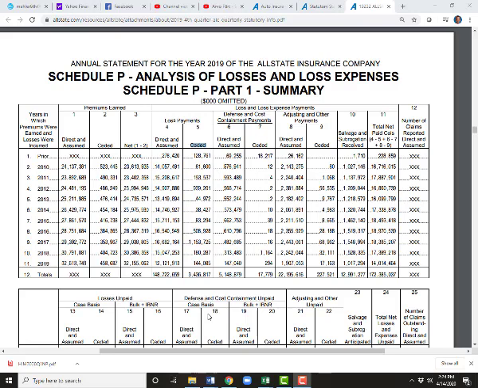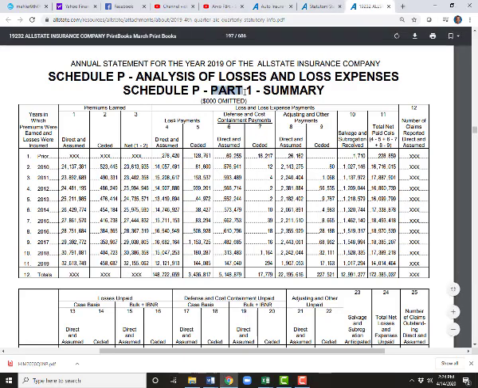You'll see as we get through this entire financial statement how important the actuaries are to the accounting of insurance companies. The accountants just really cannot produce the biggest numbers on the financial statements. But we're going to look at Schedule P.